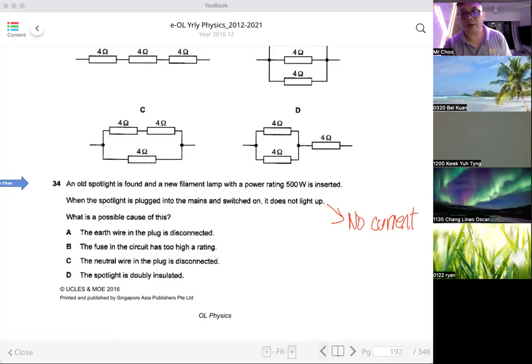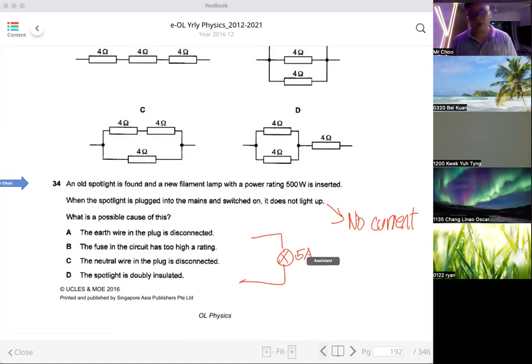Okay, Bei Kuan, try again. Okay, Bei Kuan is telling me B. Okay, why is B wrong? For example, for this light bulb, it may take about 5 ampere for it to work.